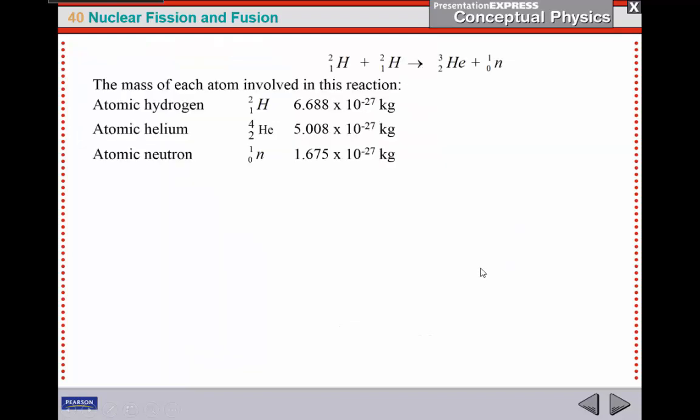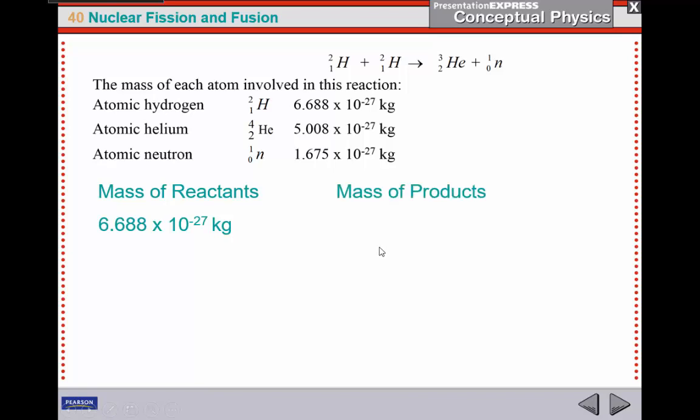So here's an example of a fusion reaction. We've got deuterium added together to produce helium and a neutron. What we do is we work out the mass of these things. The mass of the reactants, if you add those together, you get 6.688 by 10 to the minus 27 kilograms, a very small mass. For the mass of our products, add the helium and your neutron together, and you get that figure. If you take those two away from each other, you get a mass defect of 5 by 10 to the minus 29 kilograms.